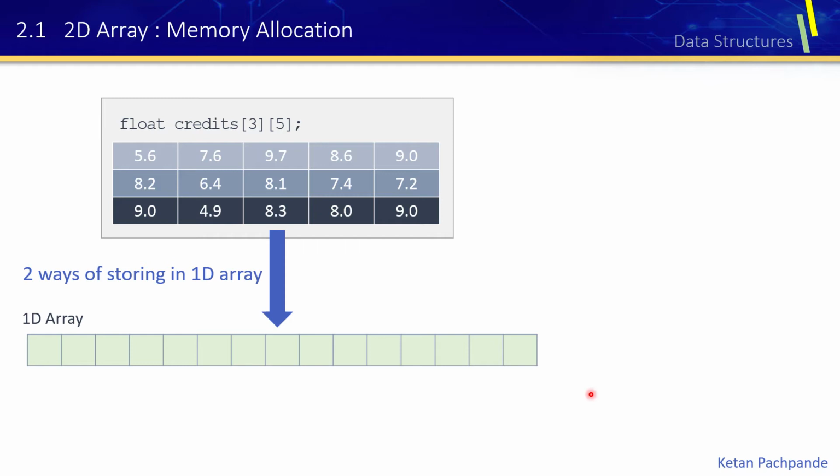Now there are two ways of storing these 15 elements in the one-dimensional array. The first method is called row major order, where I am going to store all these elements row by row in the one-dimensional array. So first of all, what will be the size of the one-dimensional array? As many elements as I have in the 2D array. So here I have 3 into 5, that is total 15 elements, and to store these 15 elements, I need to declare a 1D array of size 15. But the question is, what will be the arrangement of these elements in this 1D array?